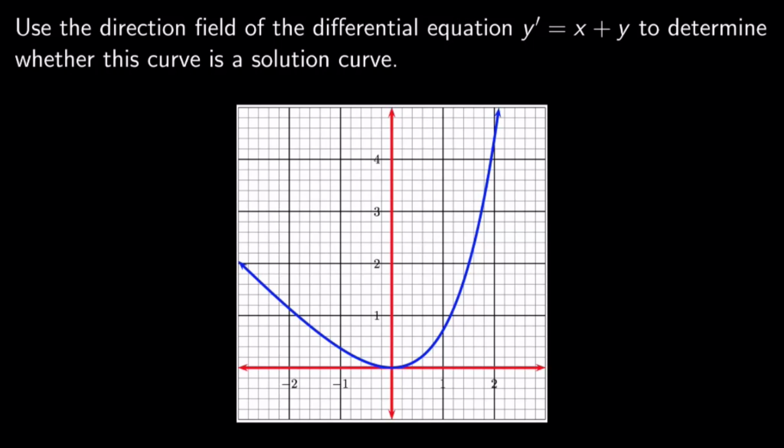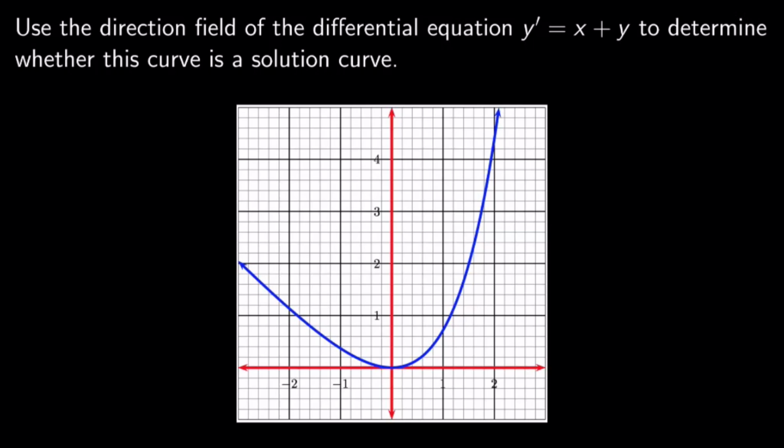And we're asking ourselves, well, is this a solution or isn't it? I don't really have computer software handy. I don't feel like drawing an entire slope field by hand. I really just want to know if this curve is a solution to that differential equation. So what you're going to do is you're going to grab a point along the curve, and you're going to find the slope of the tangent line at that point, and you're just going to check.